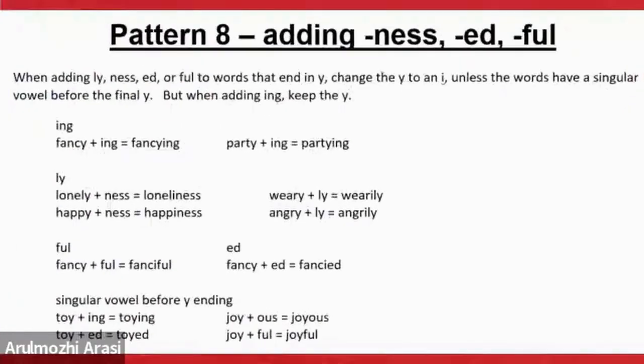Pattern number 8 is that when adding ly, ness, ed, ful, when you add all of these suffixes, we change the y to i, unless we have a single vowel before the final y. Very simple. In fancy, you see ing, the y is removed. In lonely, we see that we remove the y and change it to i. Same in happiness and warily, angrily, all the y's become i's. In fanciful, again, y becomes i.